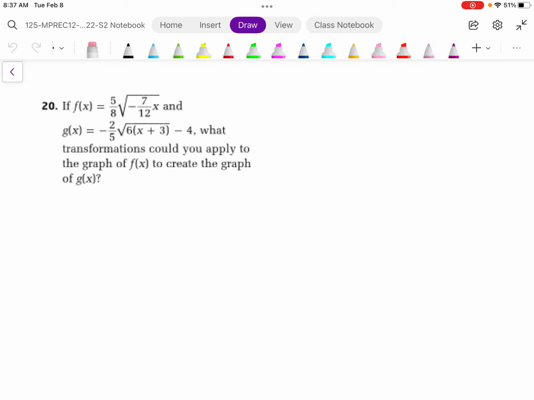So number 20, this is a bit challenging because we already have a previously transformed function. The fact that it's a square root function is really quite irrelevant. We're just going to look at the transformations. But we already have a previously transformed function.